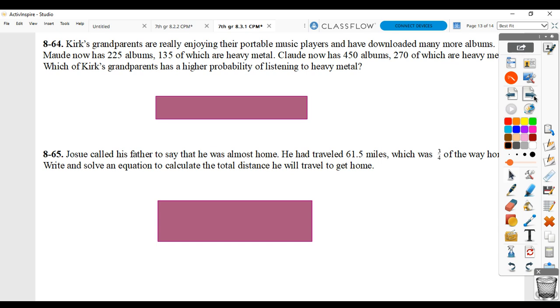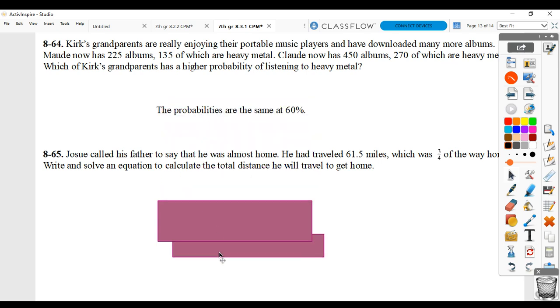864. Kirk's grandparents are really enjoying their portable music players and have downloaded many more albums. Maud now has 225 albums, 135 of which are heavy metal. Claude now has 450 albums, 270 are heavy metal. Which of his grandparents have a higher probability of listening to heavy metal?